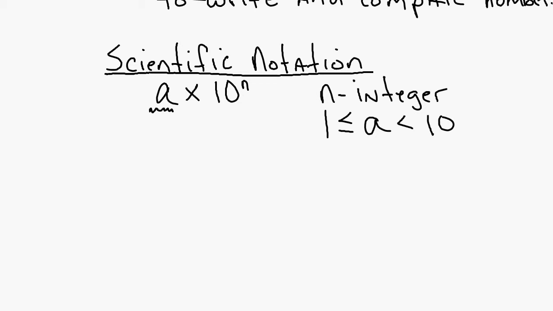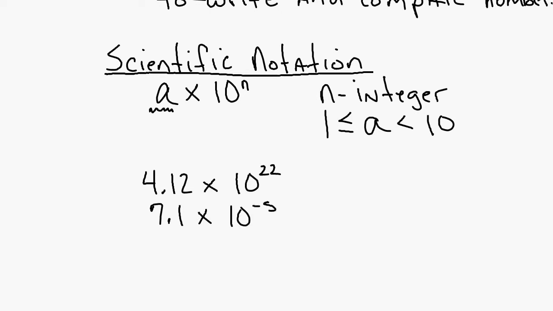So, a couple of examples of numbers that are in scientific notation would be 4.12 times 10 to the 22nd power. That is in scientific notation. 7.1 times 10 to the negative 5th. That is in scientific notation.